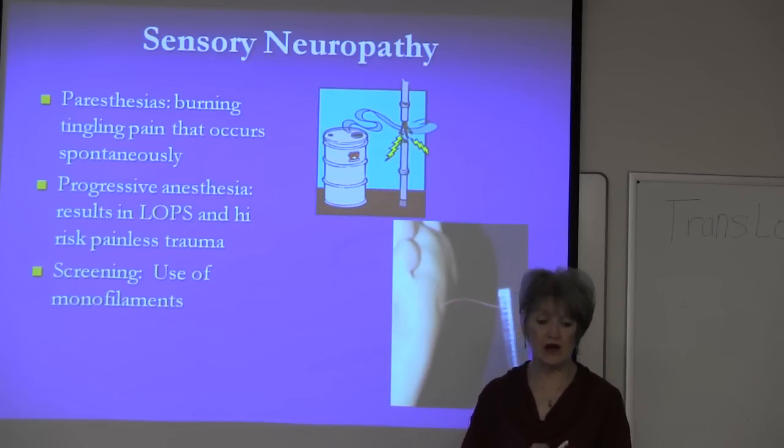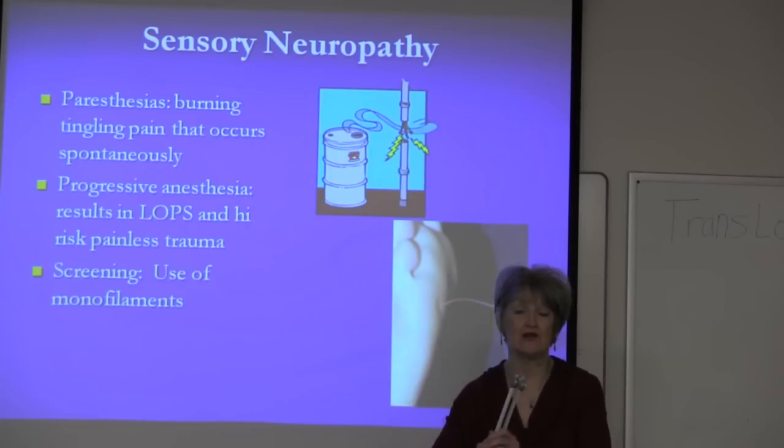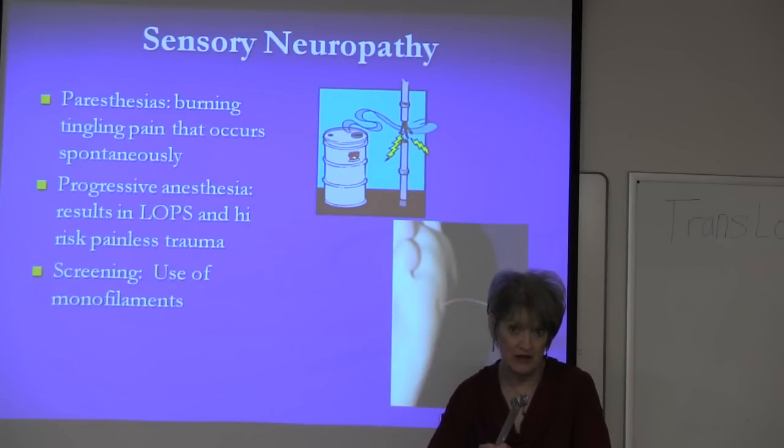Now, the value of using the tuning fork to test for vibratory sense is it alerts you and the patient to the fact that they're developing neuropathy. And at that point, you want to reinforce how critically important it is to maintain tight glucose control to try to prevent any further progression of the neuropathy.